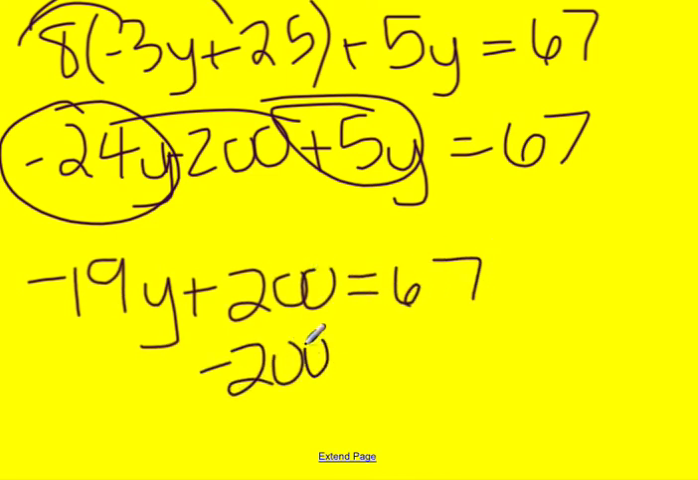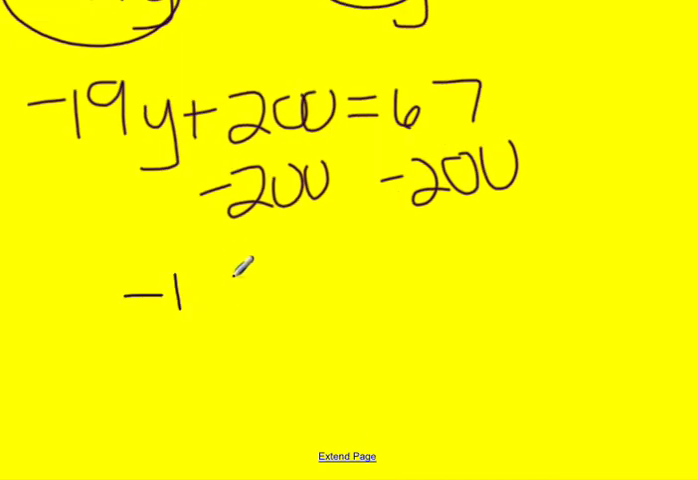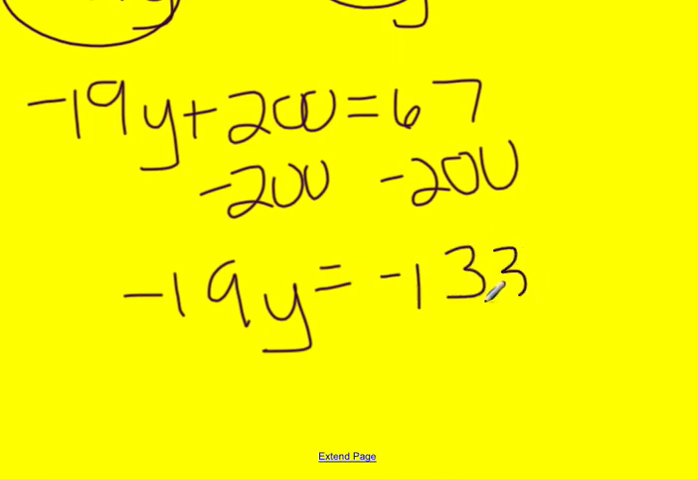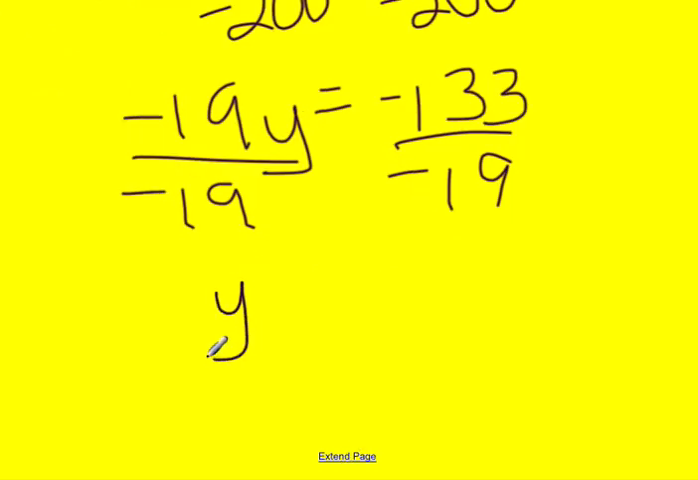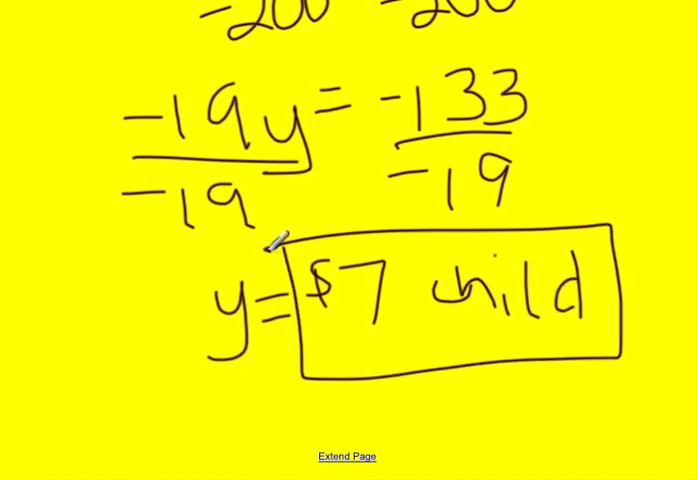So I'm going to subtract 200 from both sides, and I end up getting that negative 19Y is equal to negative 133. So then I'm going to divide both sides by negative 19, and I end up getting that Y is equal to $7 for the child ticket. Now remember that Y represents the child ticket.